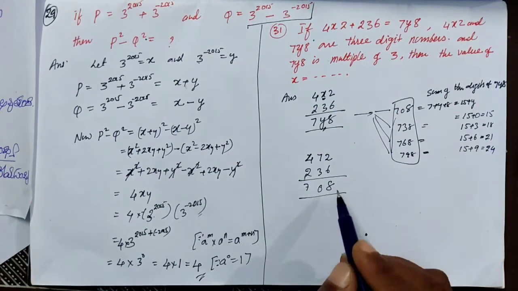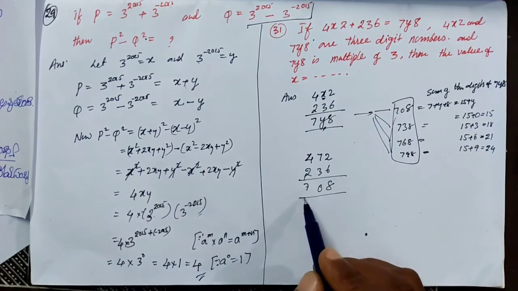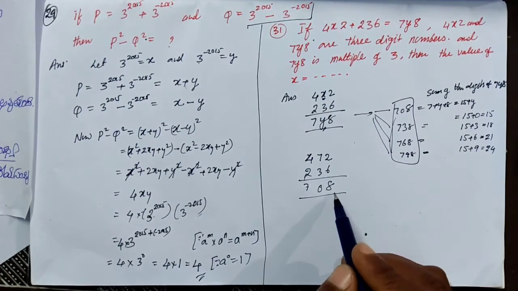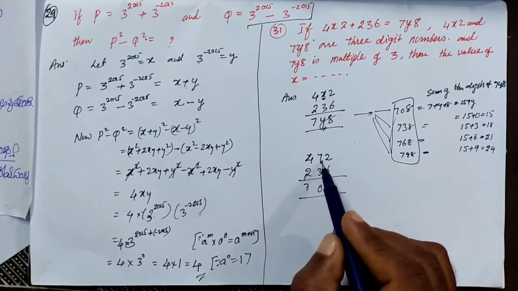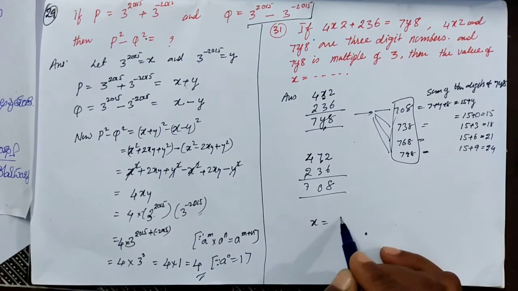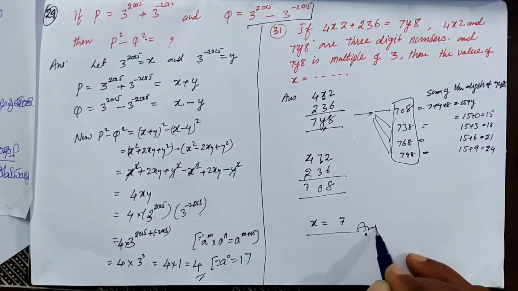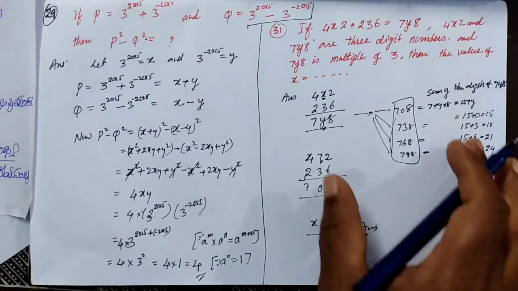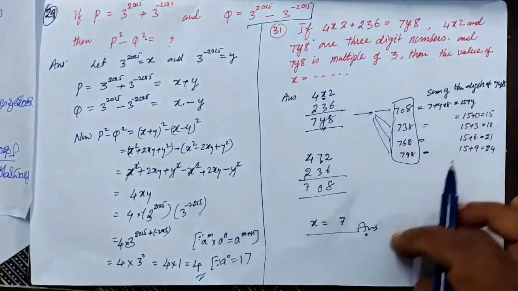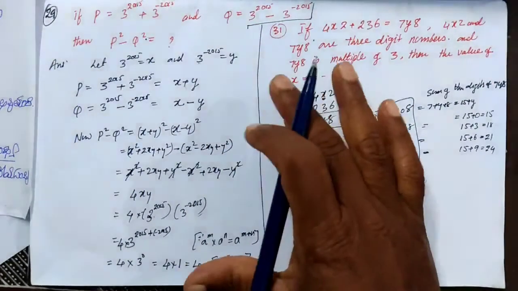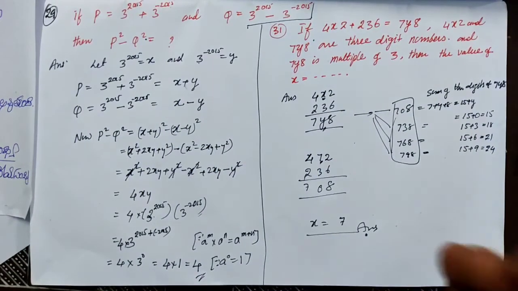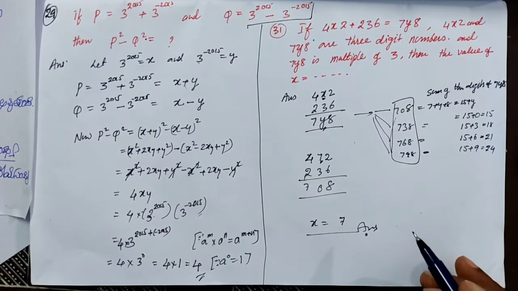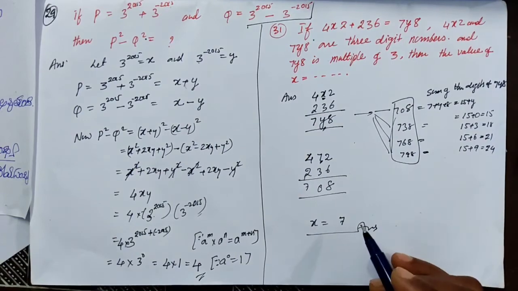Okay, so this is a multiple of 3, and this is the value of x. So this 7, the value of x is equal to 7. So this is the answer. This is the way to find it very easily. So we have to think logically, then only we get the answer. Okay, so this is the answer.